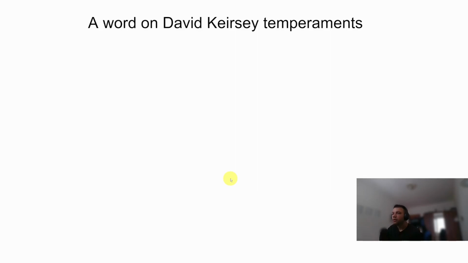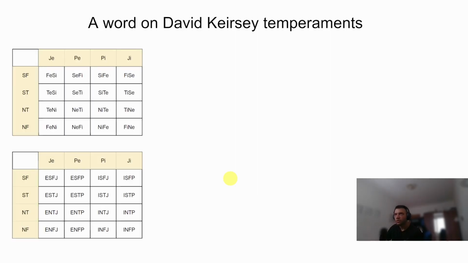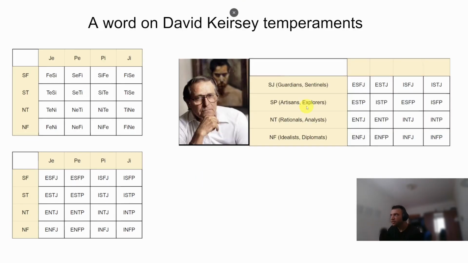Now, on the last part of this video, we can talk a bit about David Keirsey's temperaments. So first of all, here is our representation that we arrived at right now. And David Keirsey actually did something different. So if you look at David Keirsey, this is how he decided to group the types, and we can see here it's similar to our table, but actually there are a couple of differences. So let's try to find the differences.